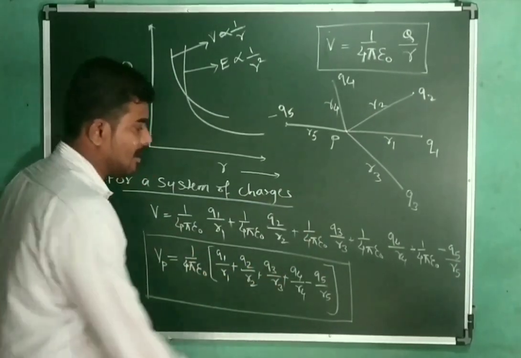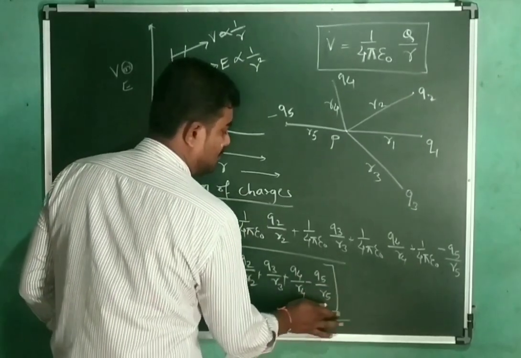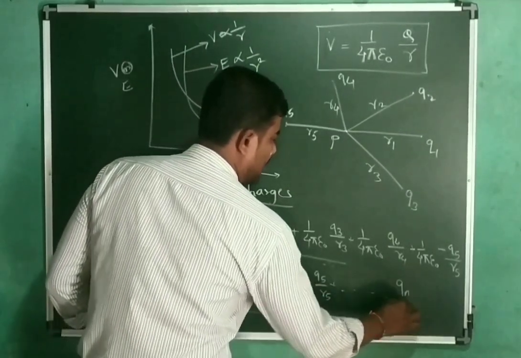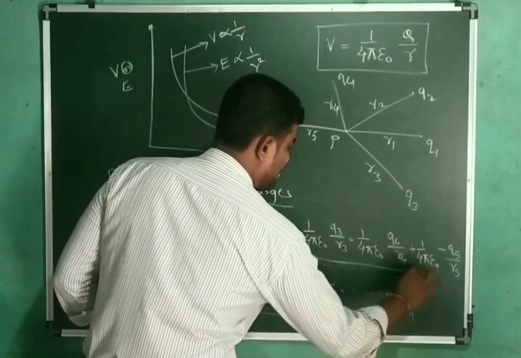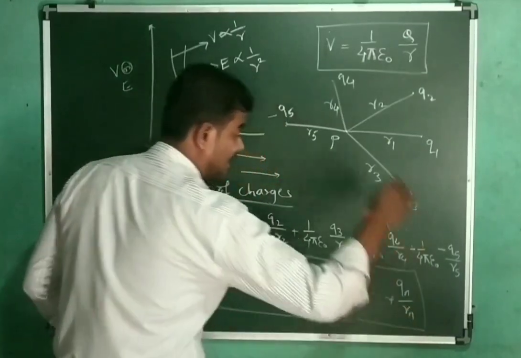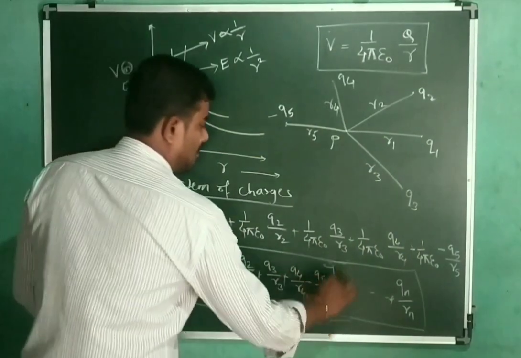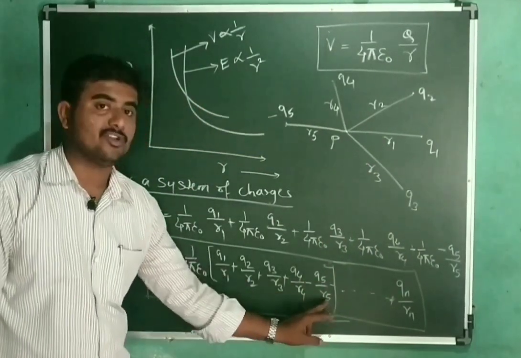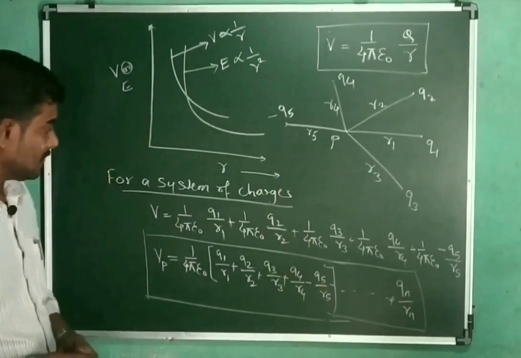If there are n number of charges, then your addition is going to continue like this: Qn divided by Rn. If there are n number of charges. And in this case there are only 5 charges, therefore we have to finish our formula here.